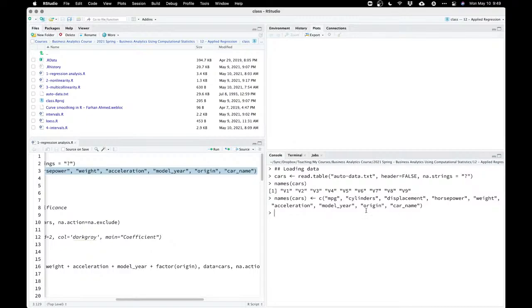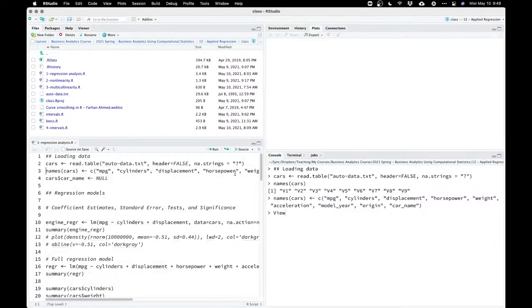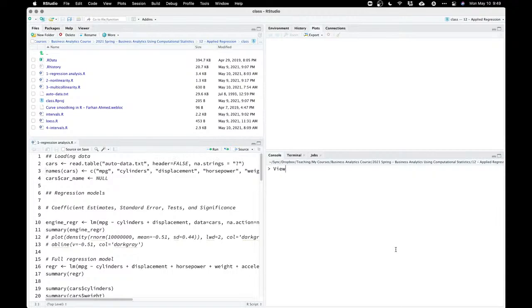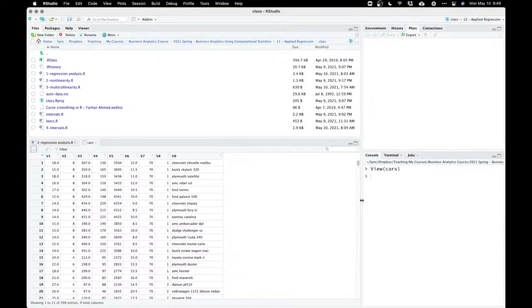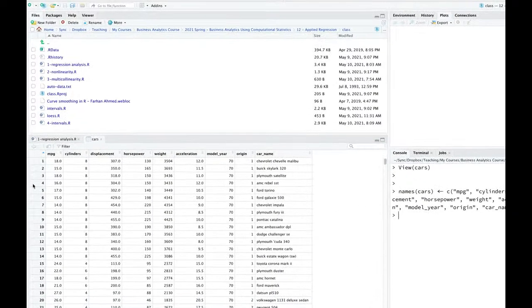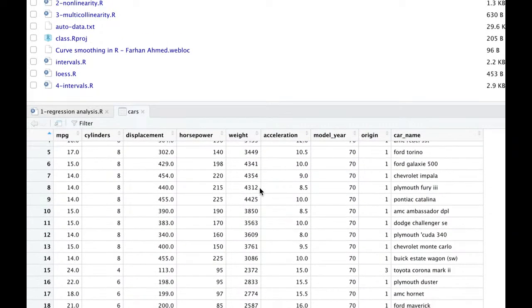Now, many of you, as you should have, took a look at the data first. Let's view cars. So this is the original data set. It looks like that, right? As I add the names to it, the data set looks like this now, right? Anything interesting to note?